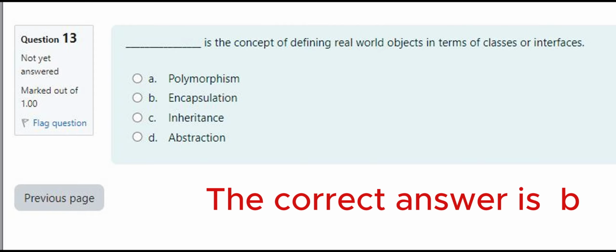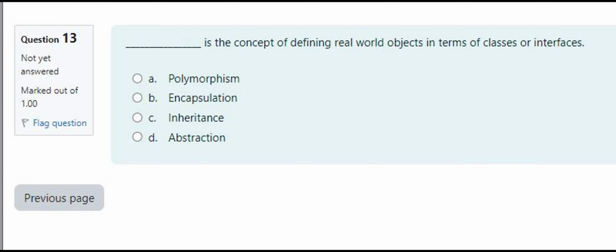The other options describe different OOP principles. Polymorphism allows methods to do different things based on the object. Encapsulation bundles data and methods together and restricts direct access. Inheritance allows a new class to derive properties and behaviors from an existing class.